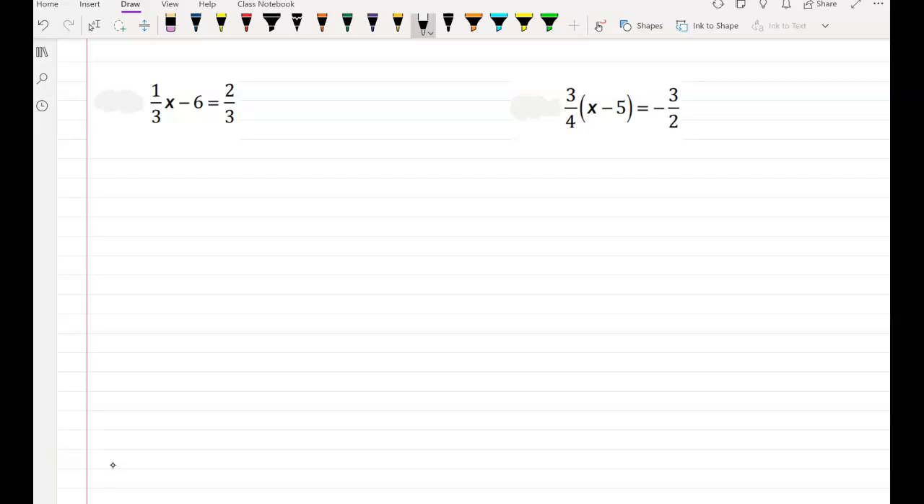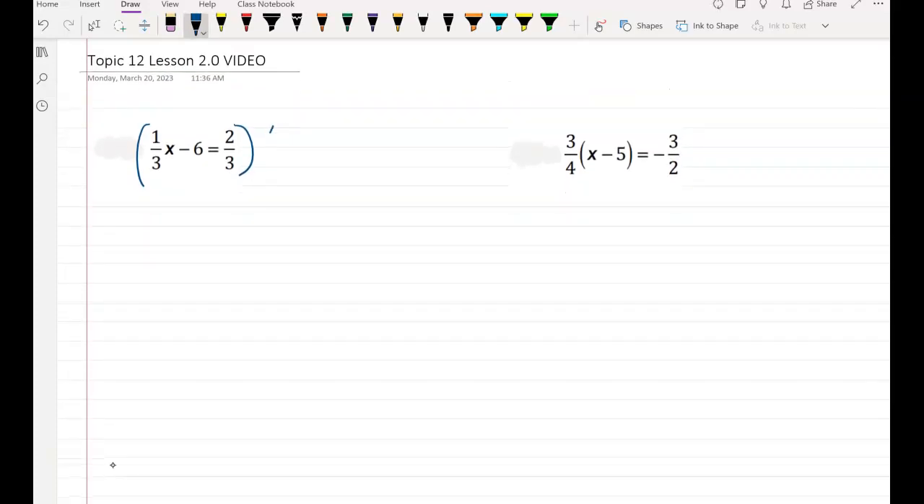So, here's what we're going to do. I'm going to show you how to solve an equation when there are fractions involved by skillfully removing the fractions. So, this is going to be great. First thing you want to do is take a look at your equation, like this first one. 1/3 x minus 6 equals 2/3. So what you need to do is you are going to multiply everything. You're going to multiply every term in your equation by the least common denominator.